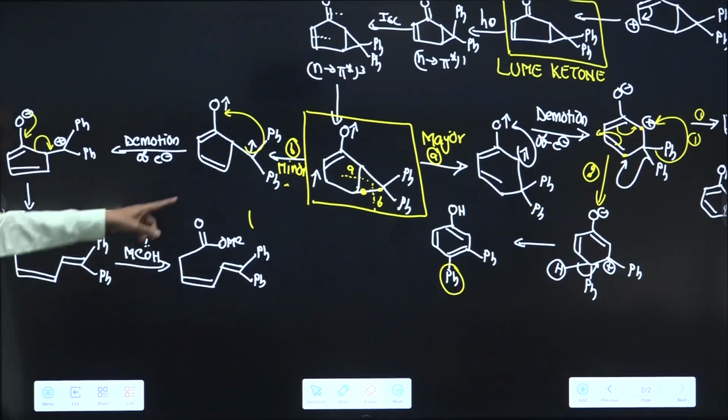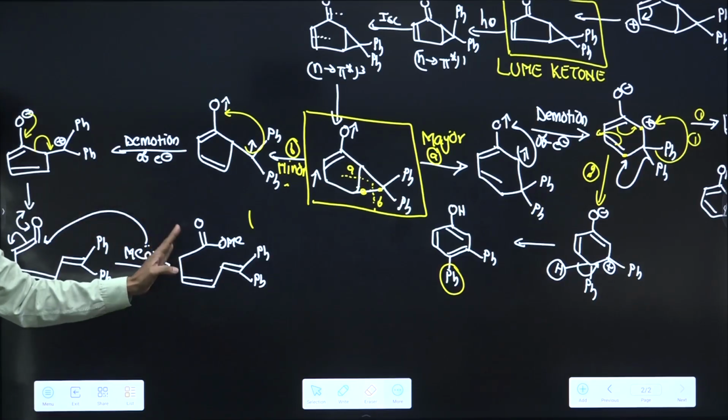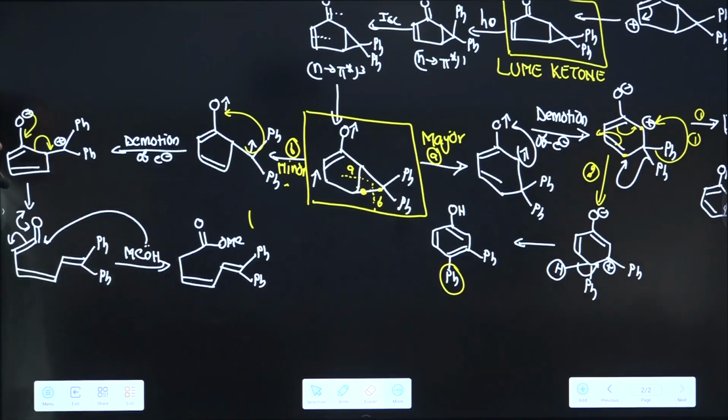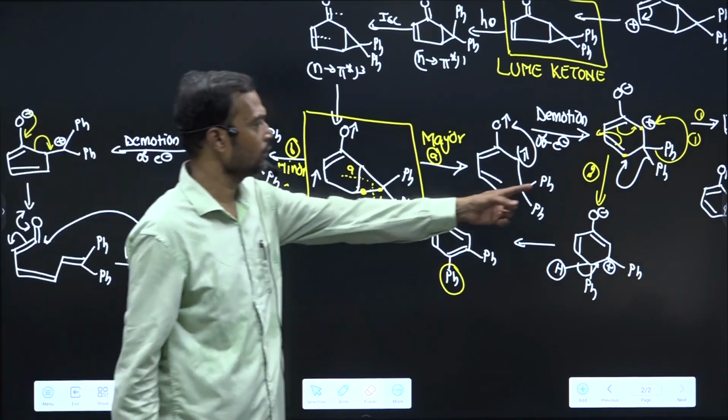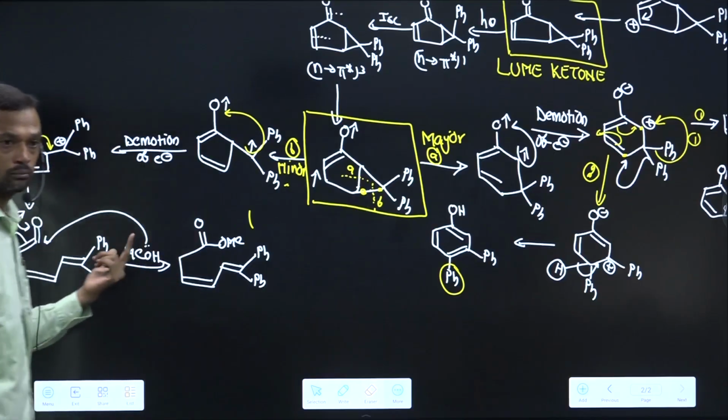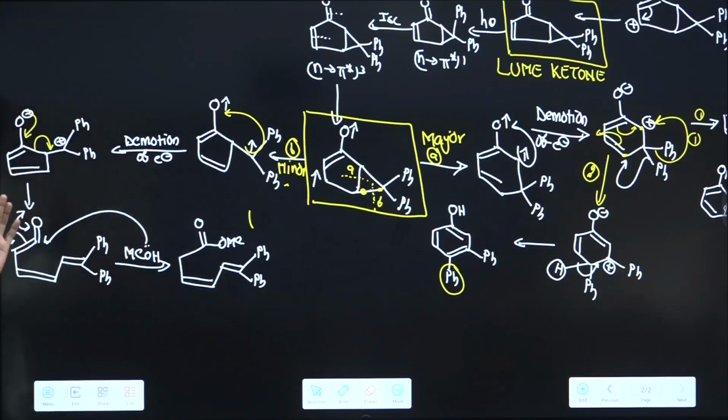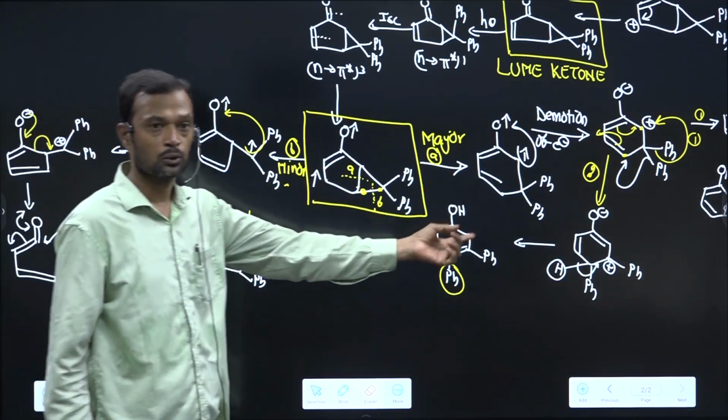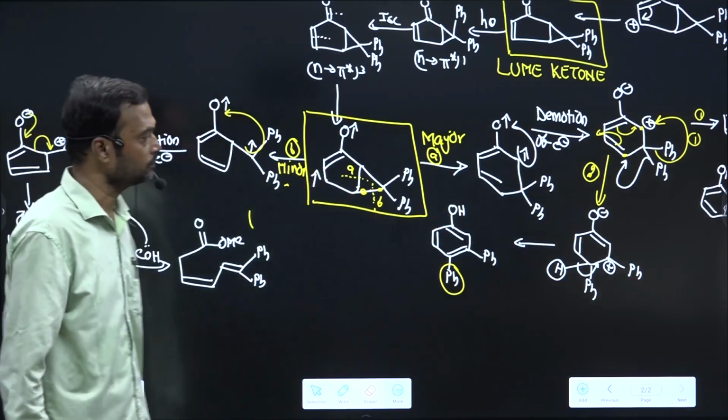This is minor, no need to stress this side. Need to know the mechanism, but this one is minor. If these options are not given, then go for this side. But always phenol is major, because the concept is aromaticity. The molecule attaining aromaticity is the key factor.